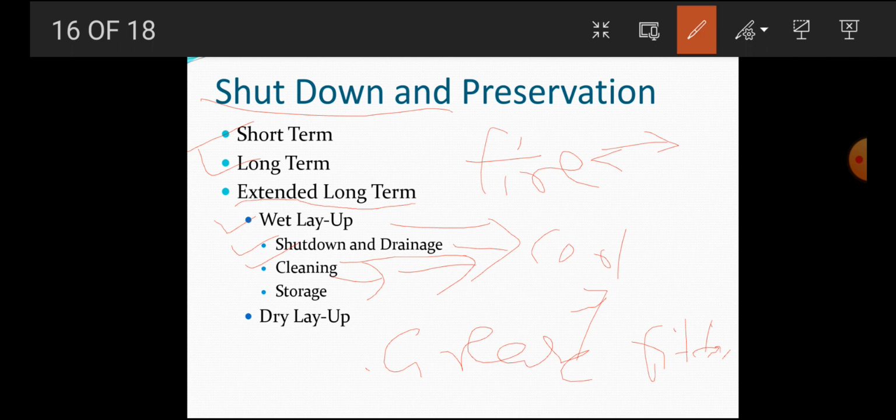Then inspect the boiler. The boiler needs to be inspected. Then storage. The last step is storage. So make all necessary repairs, replacement and painting. If painting is required for avoiding corrosion, or if replacement or repair is required, all things need to be done.